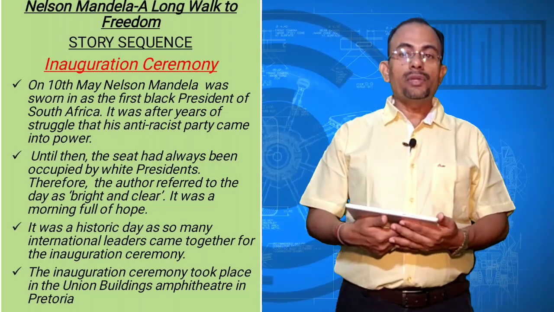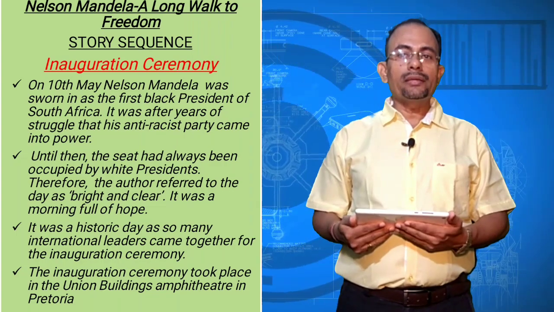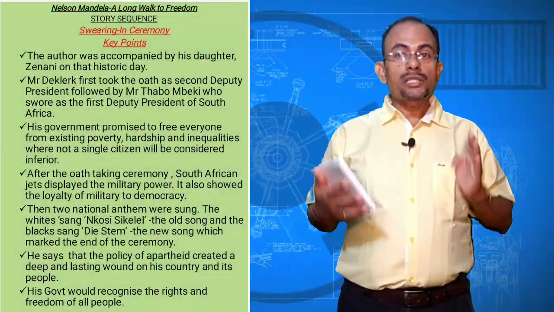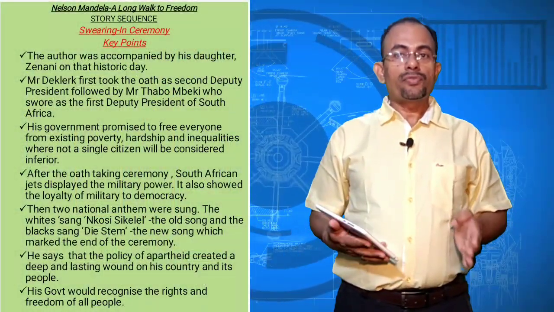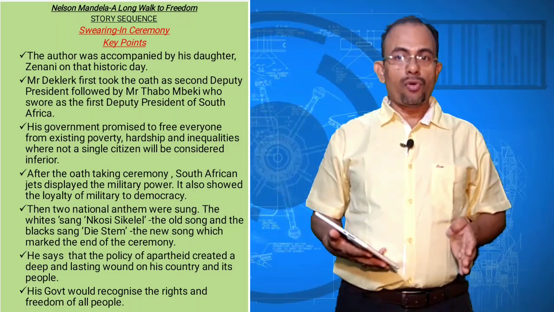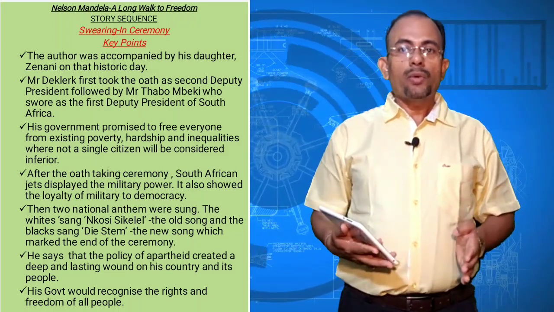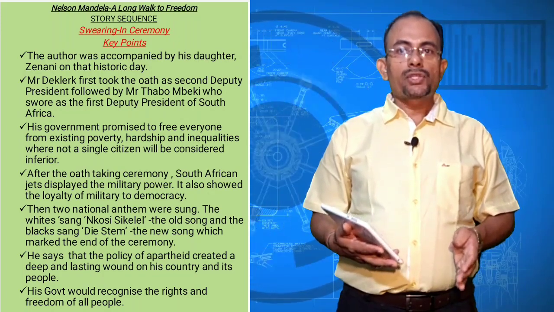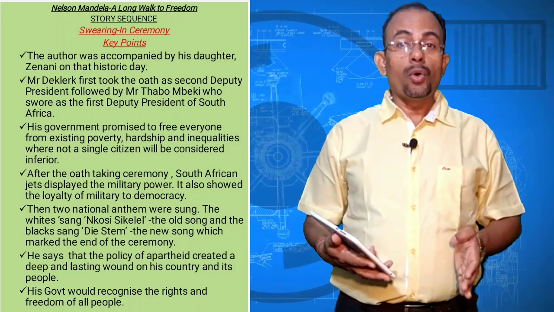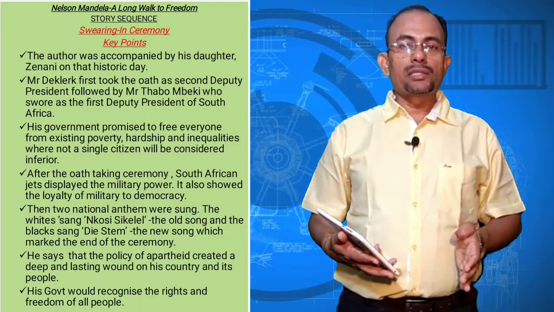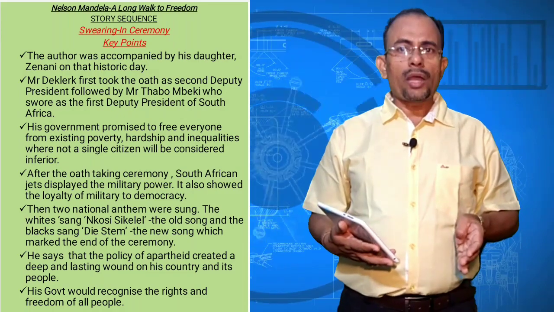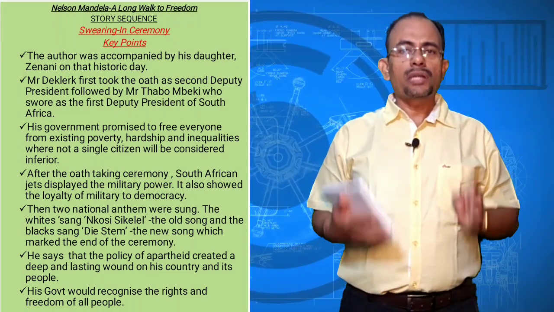The inauguration ceremony took place in the Union Buildings Amphitheatre in Pretoria. Nelson Mandela was sworn in as the first black president of South Africa on 10th May 1994. The author was accompanied by his daughter Zenani on the historic day. Mr. de Klerk first took the oath as the second deputy president, followed by Mr. Thabo Mbeki, who swore as the first deputy president of South Africa.